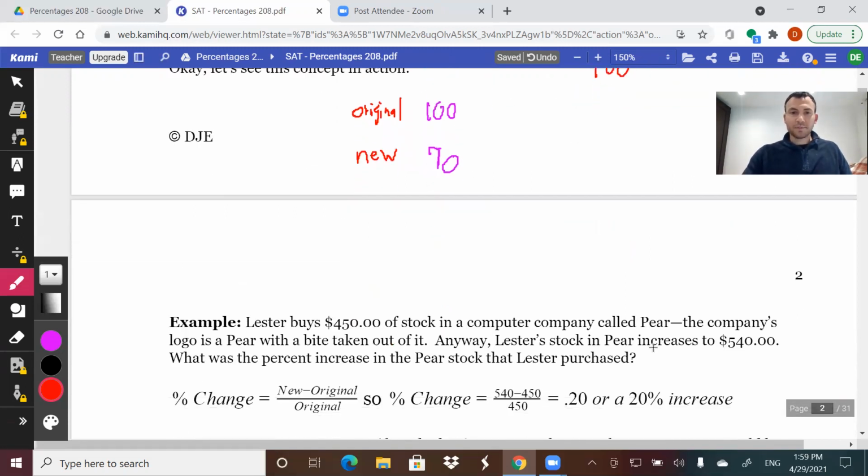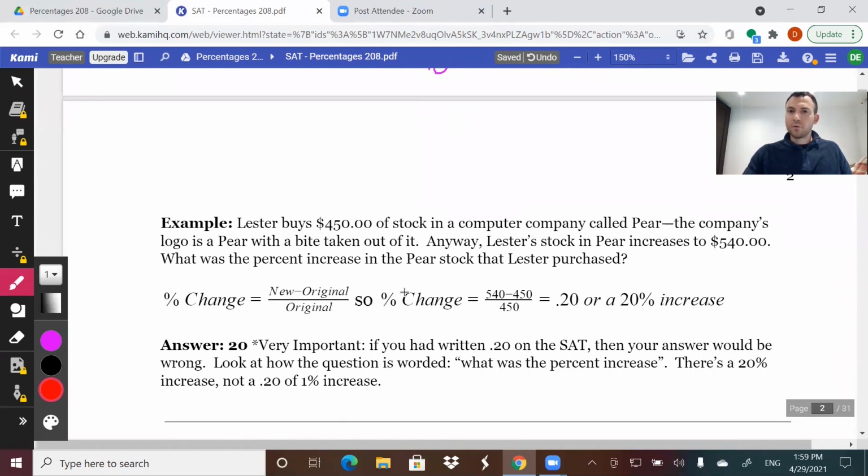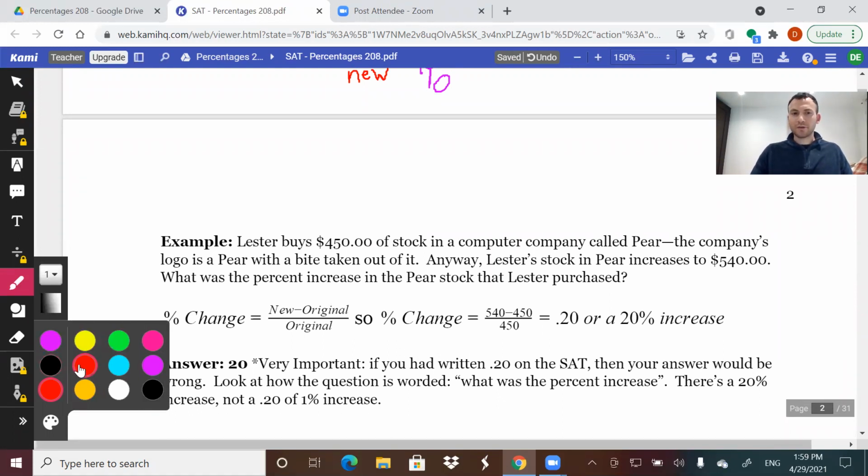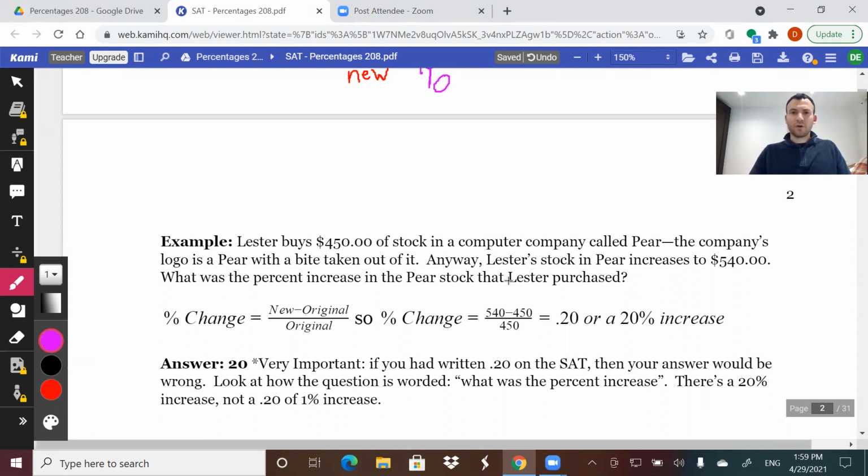Anyway, that's percent change. If you want, feel free to pause the video and try this Lester problem out. I'm just going to quickly run through it, and then we'll try 2 problems from the test, because I feel like this concept's fairly straightforward. So Lester buys $450 of stock in a computer company called Pear.